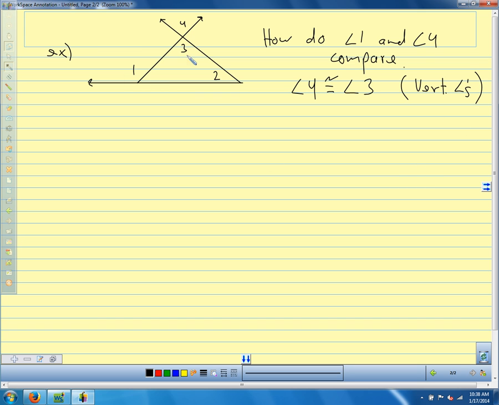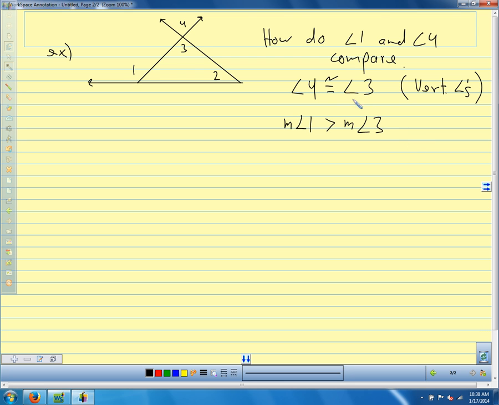How does angle 1 compare to angle 3? What did we just say about the exterior angle? Is it larger or smaller than the remote interior angle? Larger. So the measure of angle 1 is greater than the measure of angle 3 because the measure of the exterior angle is larger than the remote interior angles.